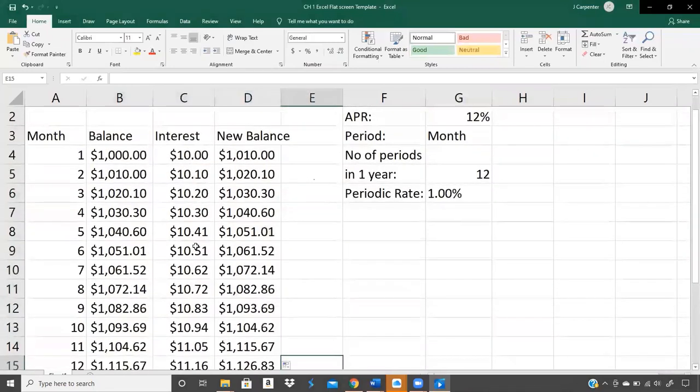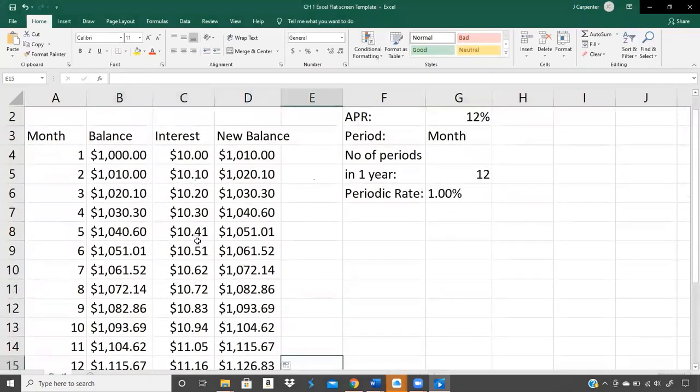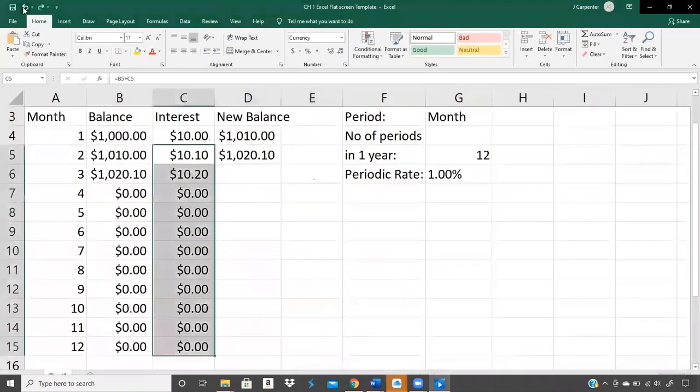Our interest is growing slightly each month. So it was jumping like 10 cents a month, and then it grows 11 cents, then 12 cents, then 13 cents eventually. And that's because of compounding, as we're going to discuss in this class, as we've already started the discussion. So I did that column by column by column.